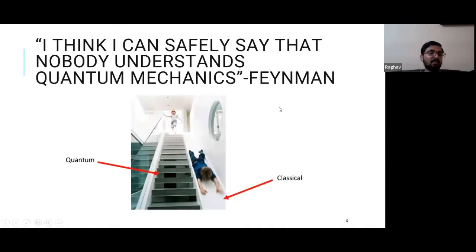So let us start with quantum mechanics. Feynman once quoted, I think I can safely say that nobody understands quantum mechanics. These words have deep meaning when you go through quantum mechanics courses, or when you start understanding it, that really no one understands what is going on in nature's problem. So if you can see this picture, it is quite good for quantum physics.